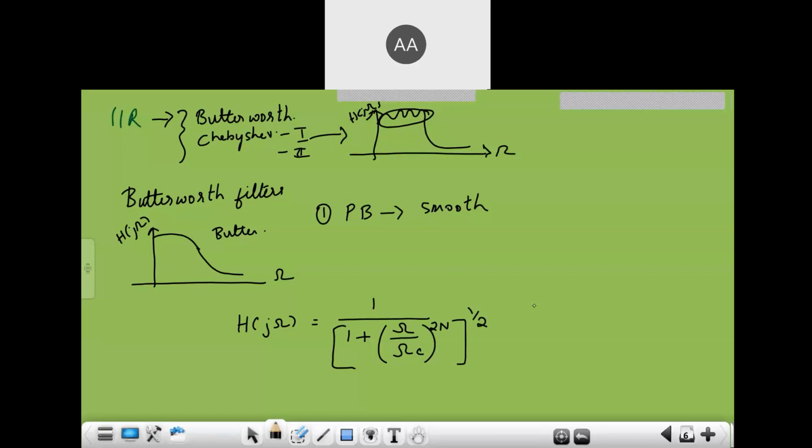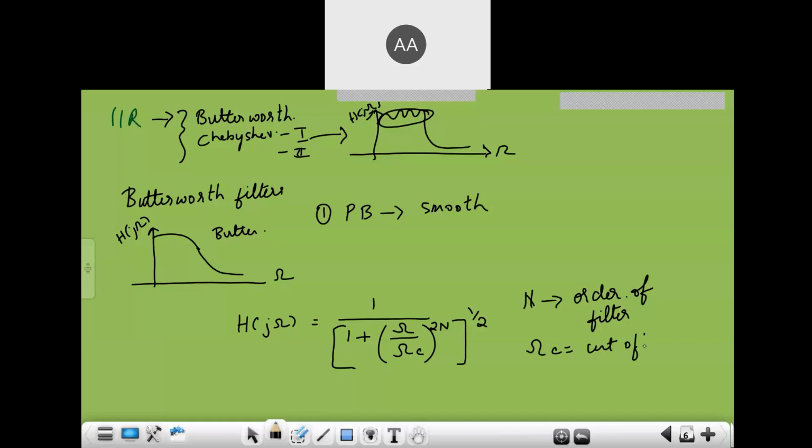Here, what do you mean by N? N is nothing but the order of the filter. Okay, N is the order of the filter, and your omega c is the cutoff frequency. What do you mean by this?